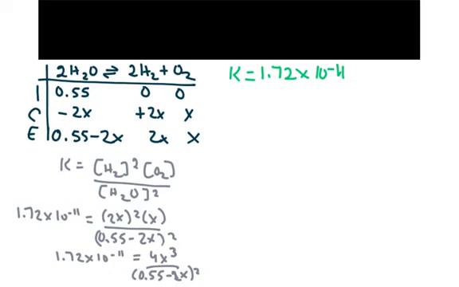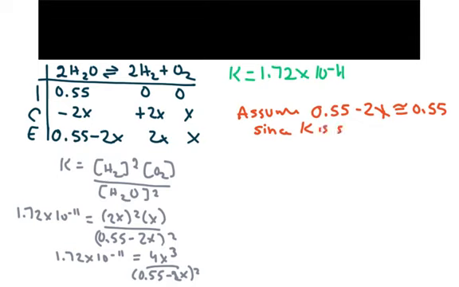So I'm going to start with my assumption. I'm going to assume that my denominator, 0.55 minus 2x, is approximately equal to 0.55. You'll notice it's just what's inside the bracket, so I don't bring the squared with me. That stays behind. It's just what's inside the bracket that I'm going to be changing. And I also want to say, since k is very small. You can reverse the language. You can say, since k is very small, assume that, but the two pieces need to be there.